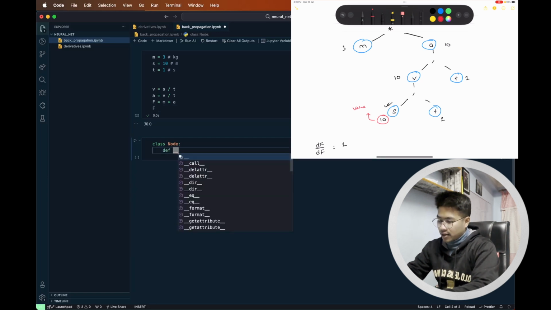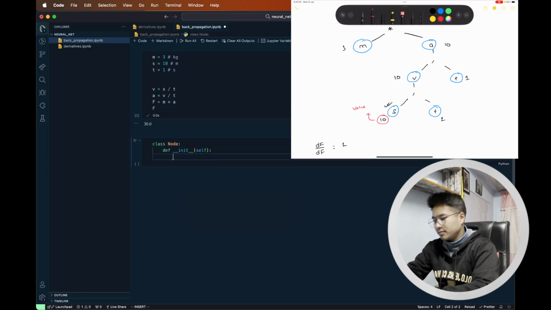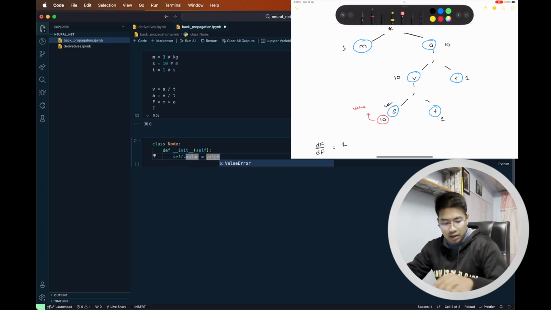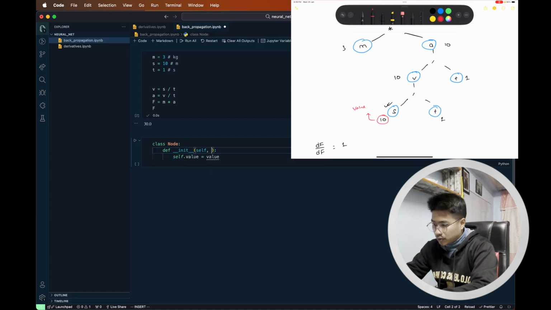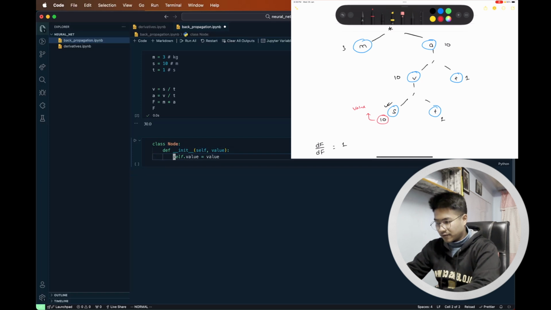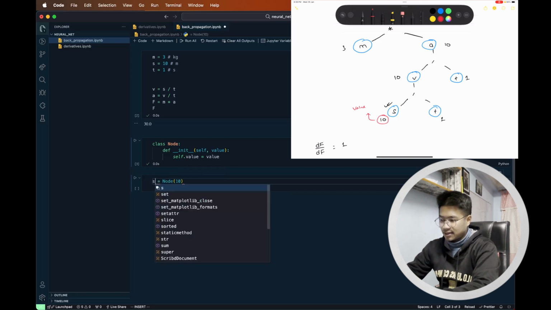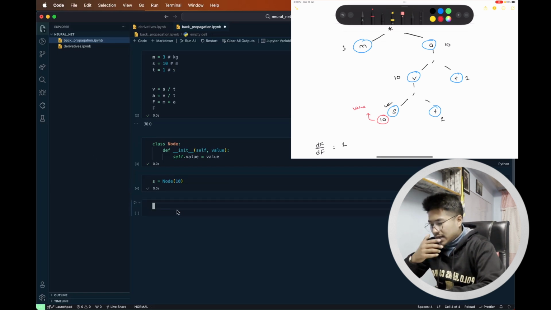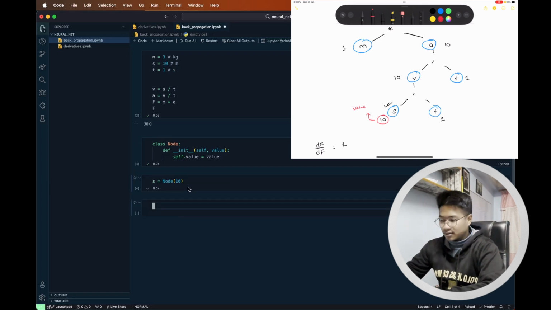So def __init__, and I'm interested in this thing called value for the node. Now I have the value for the node, so that's a great start. And now I'm able to create an instance of that node. So n is a Node. I need to give it a value, let's say 10. I say this node is s because we're just looking at the leaf node, and I can do that now.